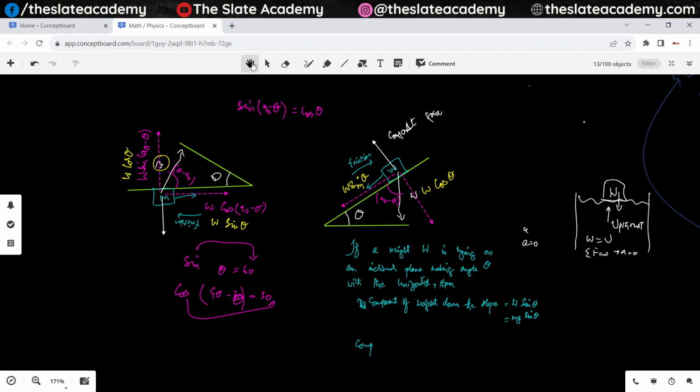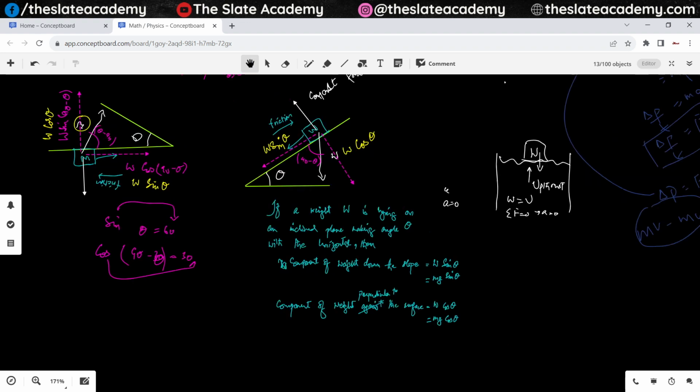And the component of weight against the surface, perpendicular to the surface, is equal to W cos theta or mg cos theta. Understood, sir?